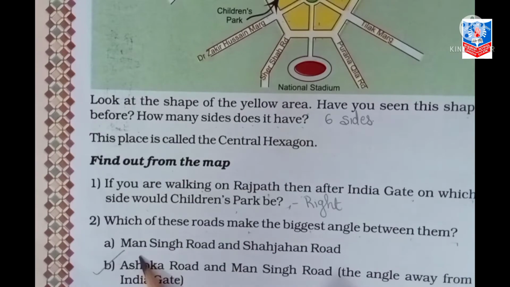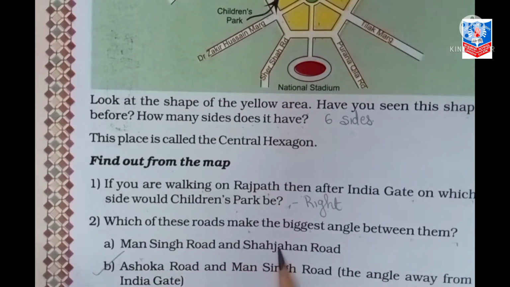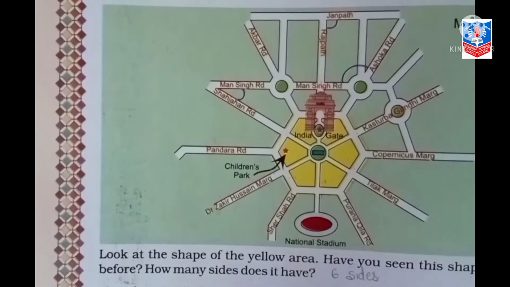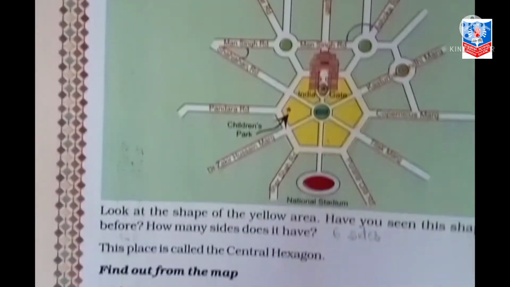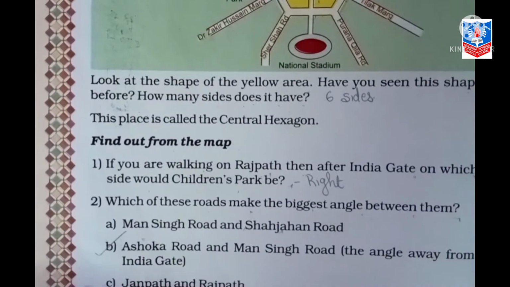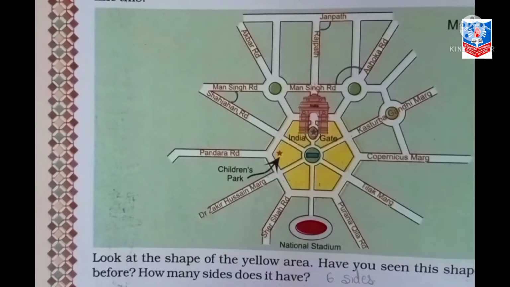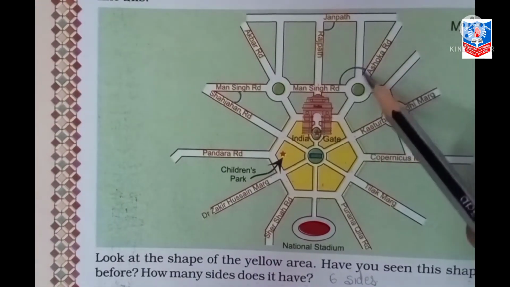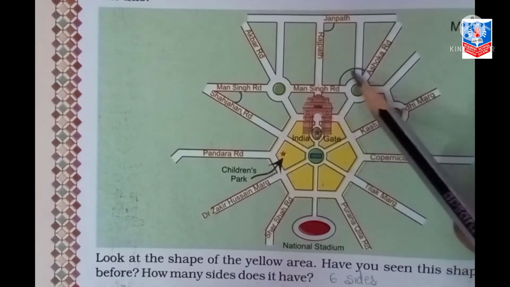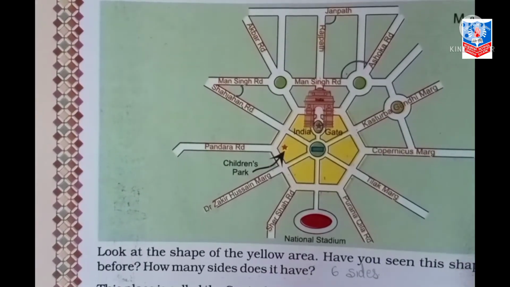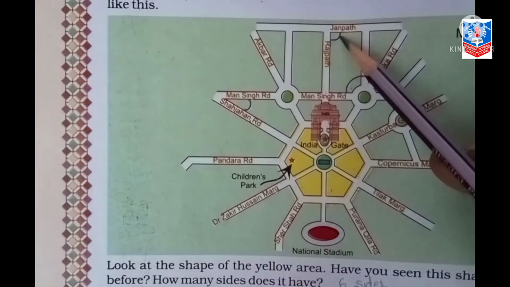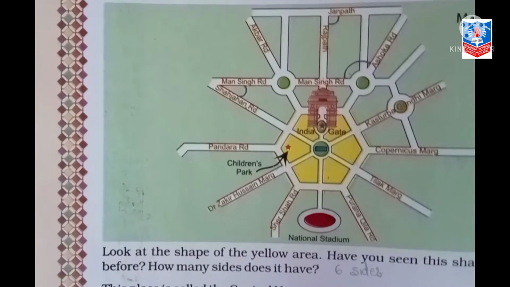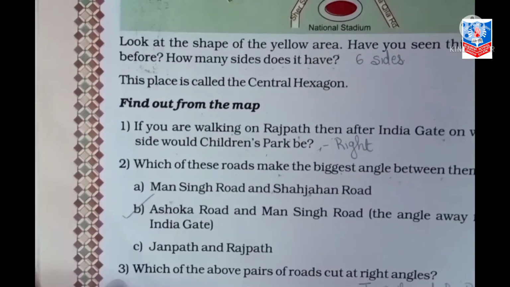Number 2. Which of these roads make the biggest angle between them? Now first is Mansingh Road and Shahjahan Road. Now see here. This is Mansingh Road and Shahjahan Road. Then Ashoka Road and Mansingh Road. Now see, where is Ashoka Road? See, this is Ashoka Road and Mansingh Road. See, here is an angle formed. Next is Janpath and Rajpath. See, here also an angle formed. Now you have to say which of these roads make the biggest angle.